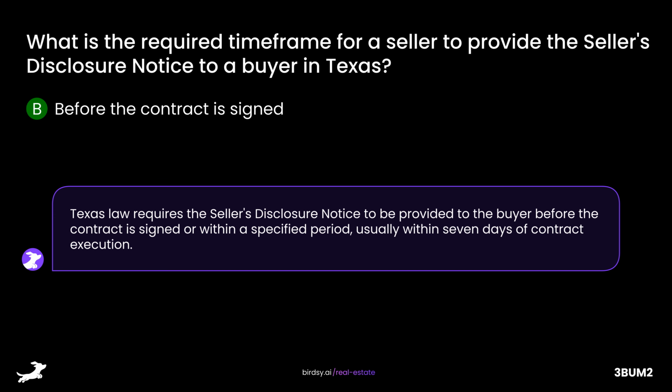Texas law requires the seller's disclosure notice to be provided to the buyer before the contract is signed or within a specified period, usually within 7 days of contract execution.